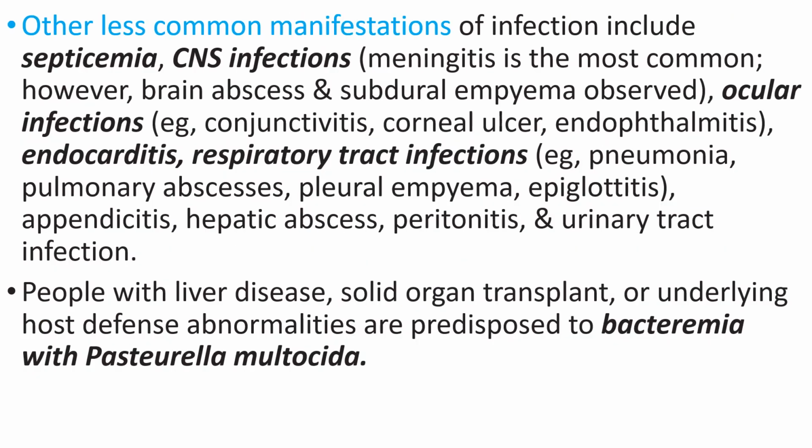Other less common manifestations of infection include septicemia, CNS infection such as meningitis, brain abscess, subdural empyema, ocular infections such as conjunctivitis, corneal ulcer, endophthalmitis, endocarditis, respiratory tract infections, even pneumonia, pulmonary abscess, pleural empyema, epiglottitis, appendicitis, hepatic abscess, peritonitis, and urinary tract infection. People with liver disease, solid organ transplant, or underlying host defense abnormalities are predisposed to bacteremia with Pasteurella multocida.